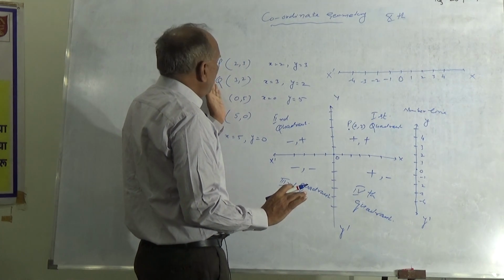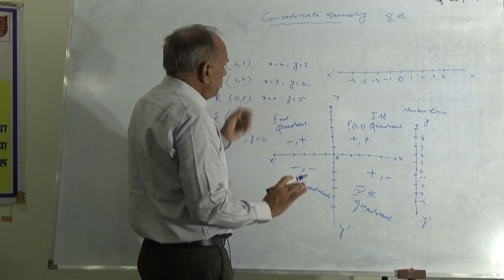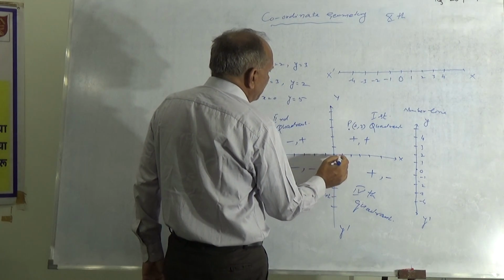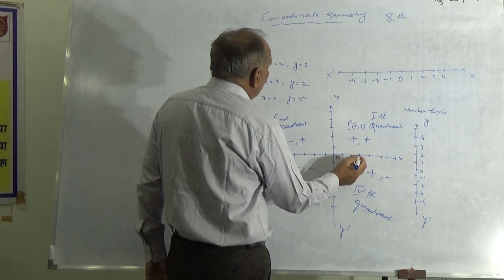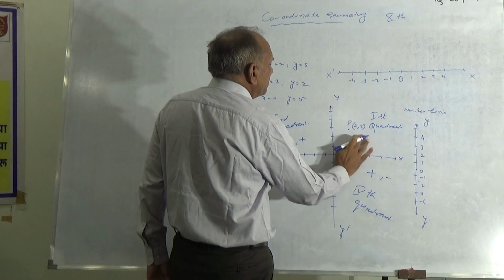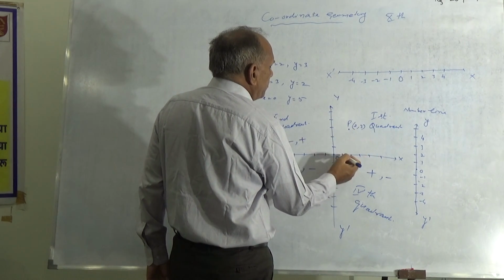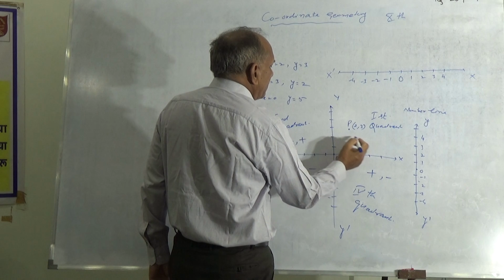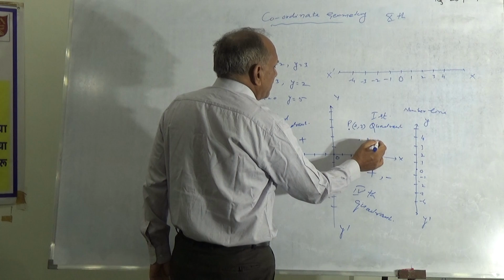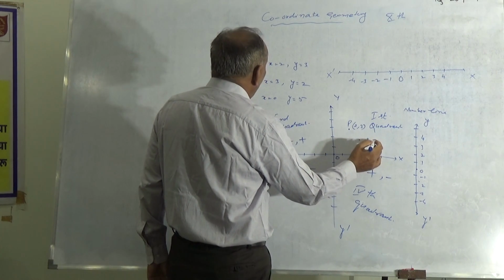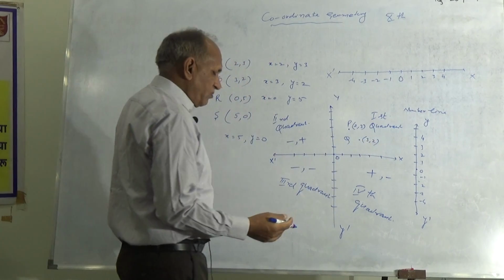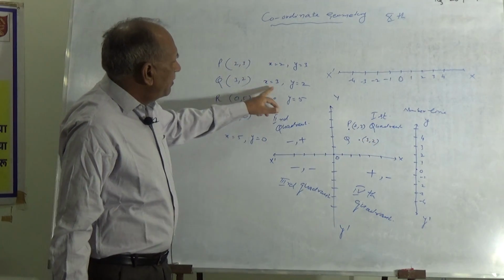Likewise, for point Q, x is equal to 3, positive, 1, 2 and 3, and y is 2. 2 is just in front of 1, 2, 3 here. This is Q (3, 2).